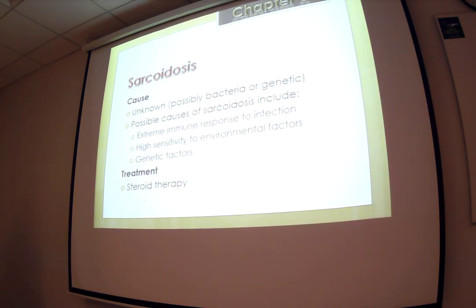Cause is unknown, possibly bacterial or a genetic anomaly. Possible causes could include an extreme immune response to infection, high sensitivity to environmental factors, and other genetic factors. Treatment-wise, they'll do steroid treatments to help decrease the size and number of lesions. In about 20% of cases, the pulmonary effects, so anything in the lungs, will not clear up with the steroids.